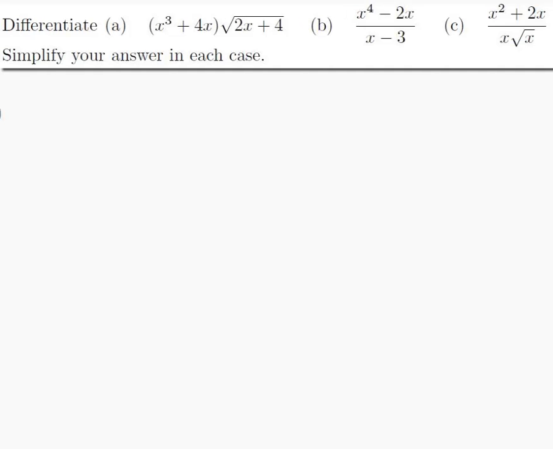This question is: differentiate (a) x cubed plus 4x, all times the square root of 2x plus 4; (b) x to the 4 minus 2x, all over x minus 3; and (c) x squared plus 2x, all over x root x. Simplify your answer in each case. So, a. I often find it easier to let y be equal to my thing, and then I can just write dy on dx, which is a little simpler.